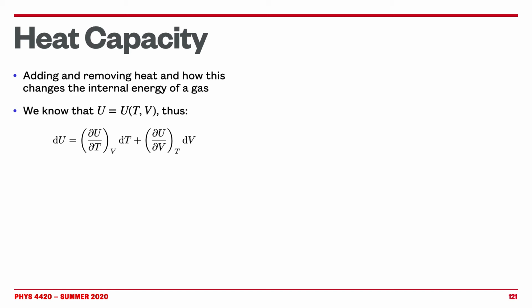So what is important here is the subscript V and T that we see in this equation, simply because each of the partial differentials is calculated while keeping the other parameter constant, right? This is what we learn in calculus.